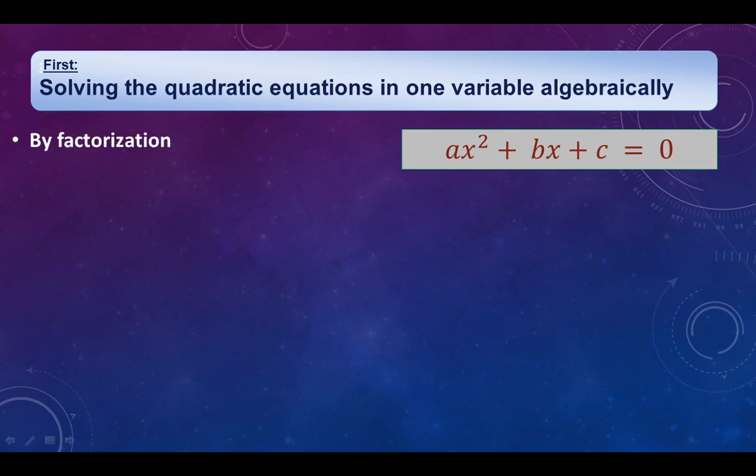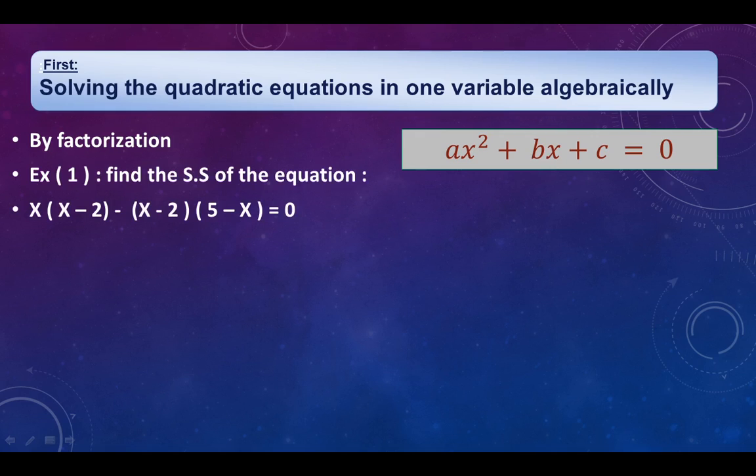First, we are going to solve the quadratic equation by factorization. Example 1: find the solution set of the equation x multiplied by x minus 2, minus x minus 2 multiplied by 5 minus x, equals 0. In our lessons, we are going to solve the main idea of the lesson together. Then we are going to solve it again by using the PowerPoint. Okay?